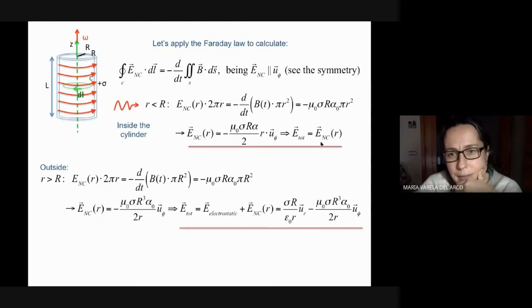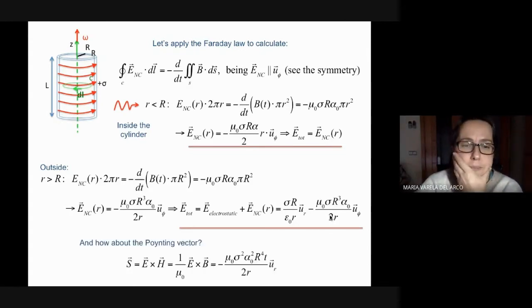Just see that my total field inside is just the non-conservative contribution, and outside it is both the conservative and the non-conservative contributions together. All right then. How about the Poynting vector? Well, I can calculate E cross H, in other words, 1 over mu naught E cross B. I have E, I have B, so this would be the value of the Poynting vector, right?